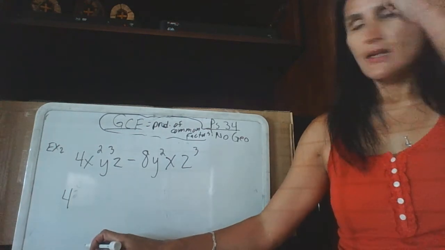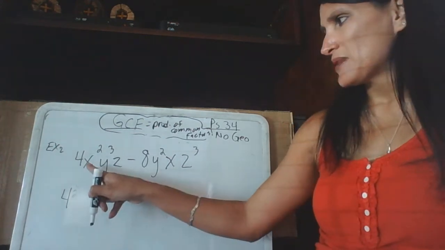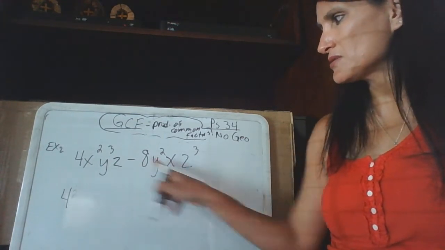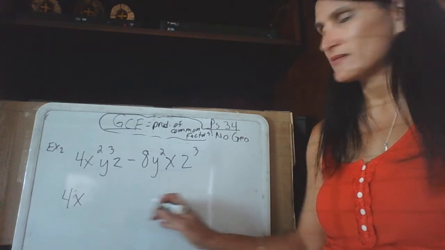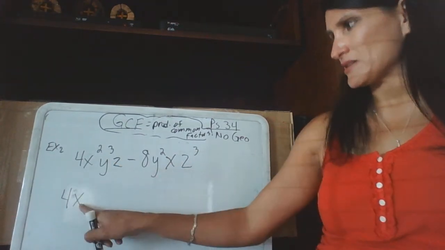Okay? And then I'm going to say, well, what goes into x squared and x? The smaller of the two is x. So they only share one x. This one has 2, but this one has 1, so the answer is x.